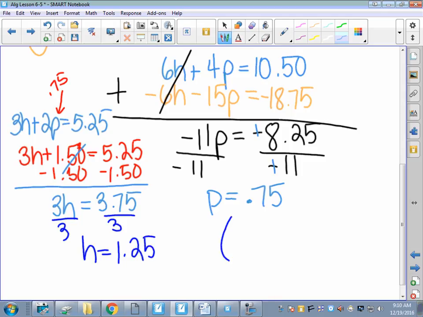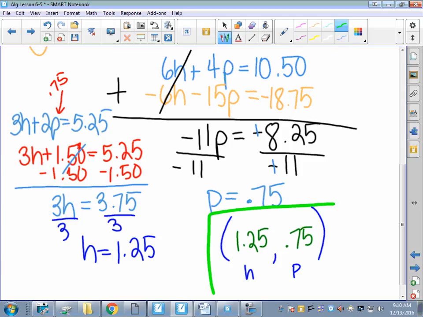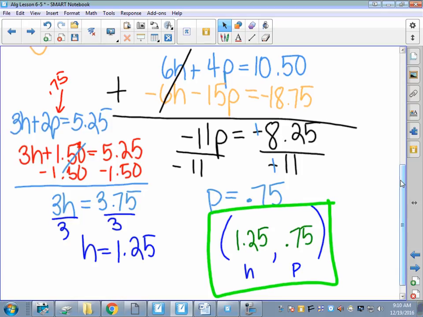So my ordered pair, I would go alphabetical with the way that you wrote them, so H's and P's. So the H will come first, the P will come second. So a hot dog is $1.25, a pop is 75 cents, and this is our ordered pair. Kind of strange to work with decimals, but when you think about it in money, it's really not as weird as it looks. Right?